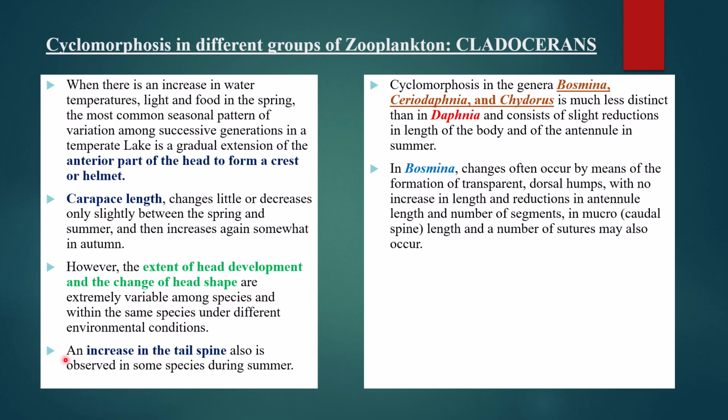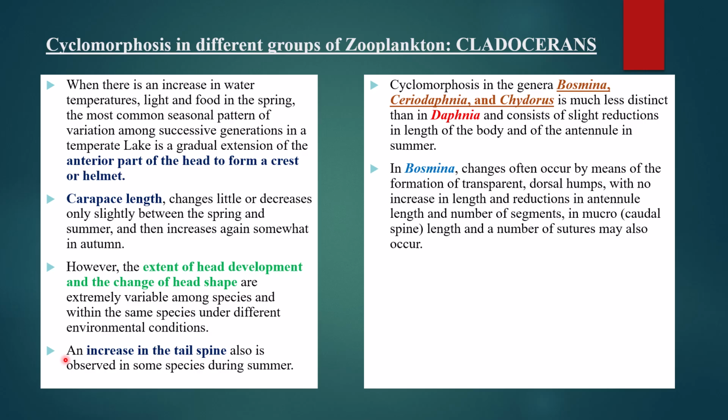And the one last thing is that these organisms, the cladocerans, show the cyclomorphic phenomena in a different way. Change in the body size and shape happens, and in addition to that, they produce a caudal spine, and then in the head region, they many a times produce a helmet-like structure, which we are going to see in the image in the next slide.